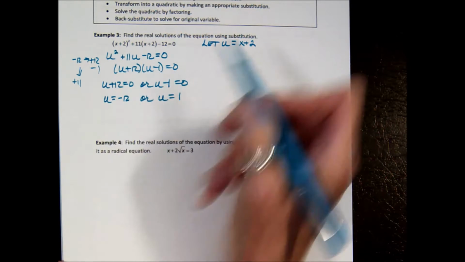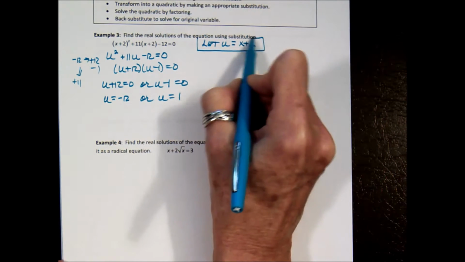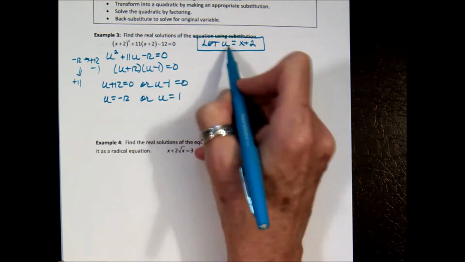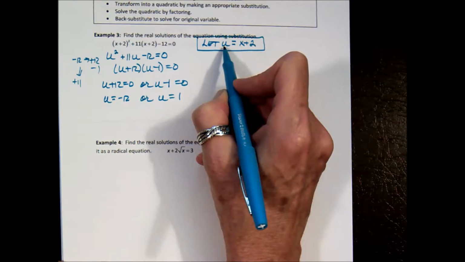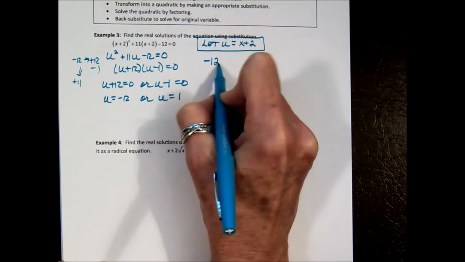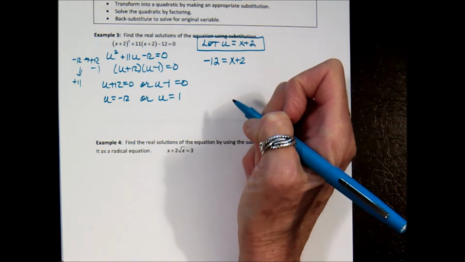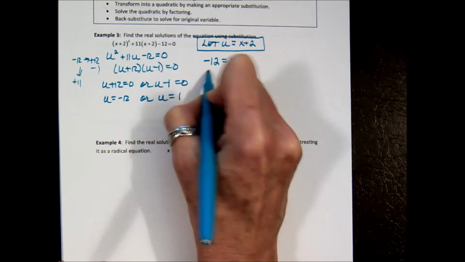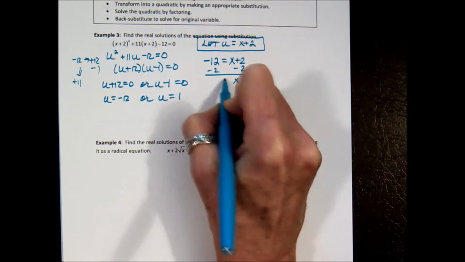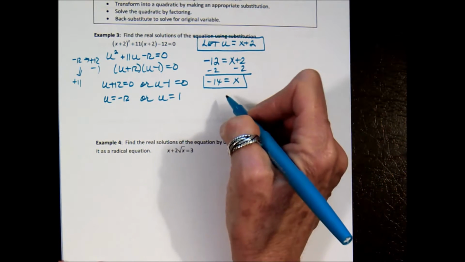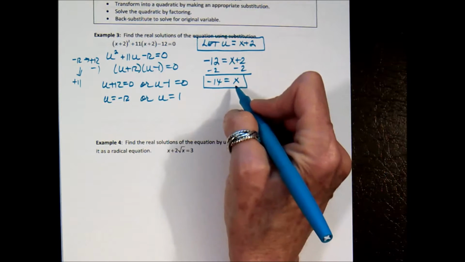So we have to go back to our u-substitution and say u equals negative 12. So I'm going to substitute that negative 12 back in for the u. So negative 12 equals x plus 2. This is called back substituting to find out what x is. I subtract a 2 and I get x equals negative 14. That is a solution, that x equals negative 14. So I got that from that u.